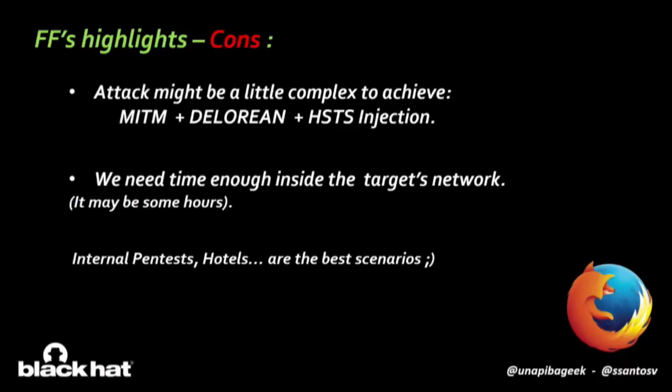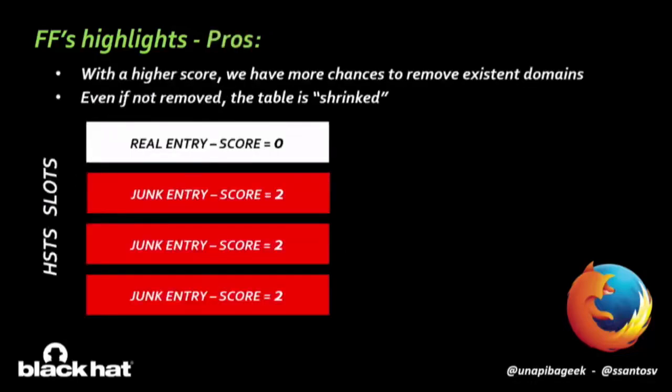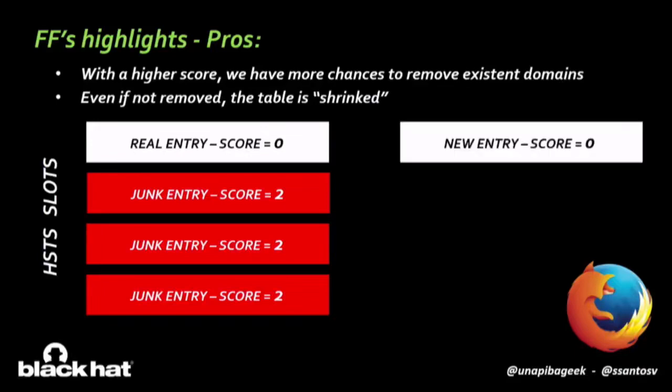So if you try this attack for maybe a day, maybe 2 days, maybe 3 days, the success arises because, although you don't choose which domains you're evicting, of course, the lower the score, the easier they are evicted from this table. And with a higher score of our own domains, we have more chances to remove existing domains. But even if it doesn't work, it has a very interesting side effect. When you have a lot of entries with a higher score, they are less likely to be removed.